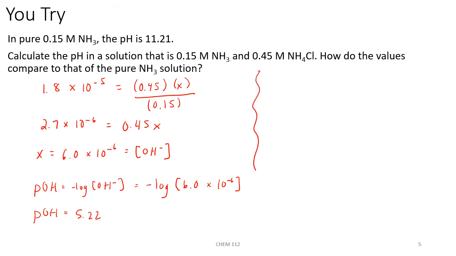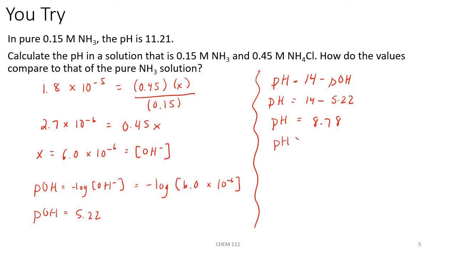Now to calculate our pH, we're going to want to use the pKw, which is 14, minus the pOH of the solution. So our pH will equal 14 minus 5.22, giving us a pH of about 8.78. We got a pH that was greater than 7 because it was a basic solution.